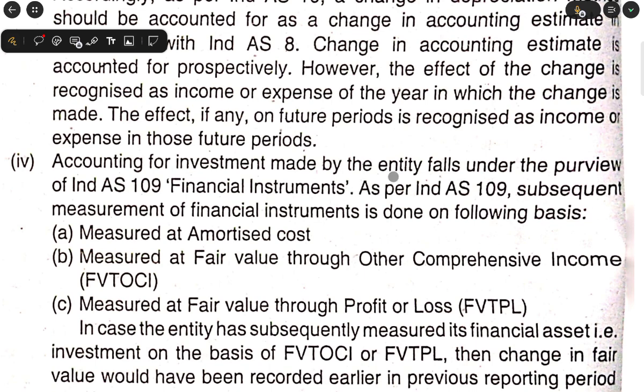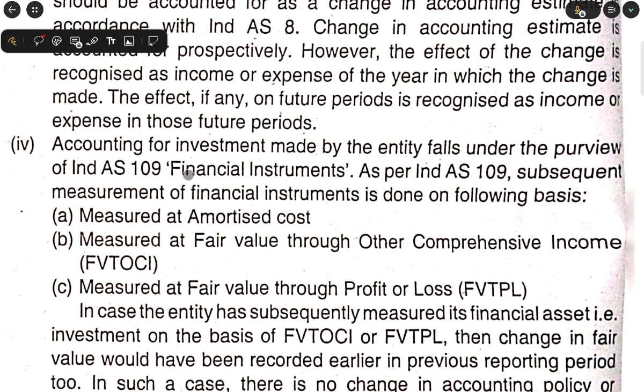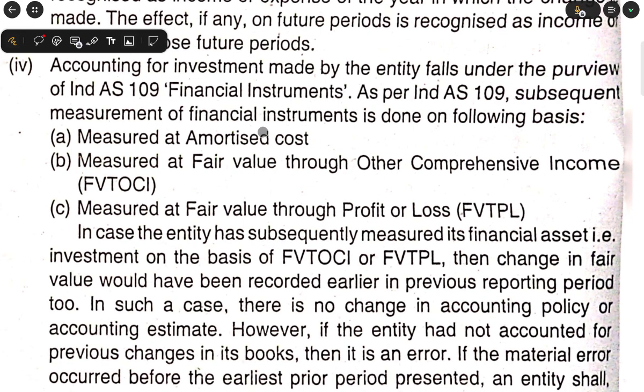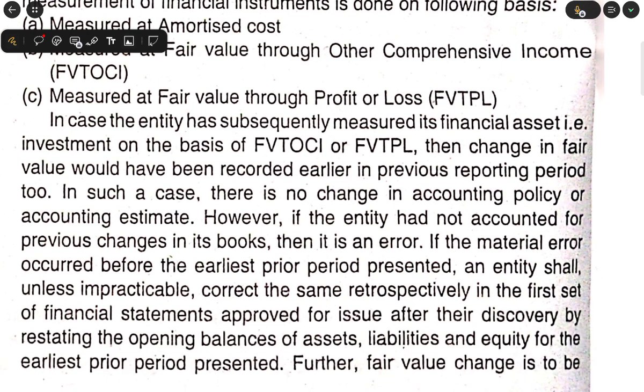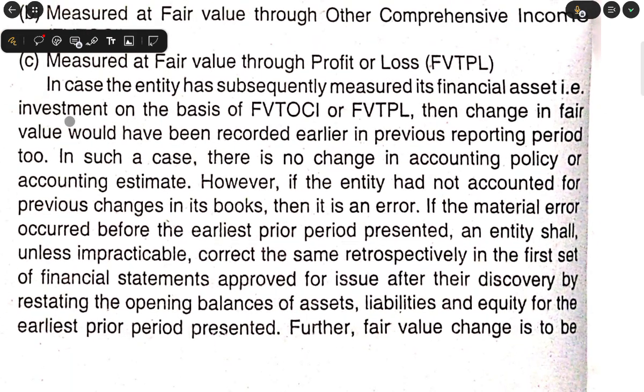Accounting of investment made in the entity falls under the purview of Ind AS 109, Financial Instruments. As per Ind AS 109, subsequent measurement of financial instruments is done on the following bases: measurement at amortized cost, measurement at fair value through other comprehensive income, and measurement at fair value through profit and loss account. For subsequently measured financial assets, that is, investments at FVTOCI or FVTPL, the change in fair value should be recorded earlier, in the previous year period, in such a case. This is no change of accounting policy or accounting estimate. However, the entity had not accounted for the previous changes in the books.